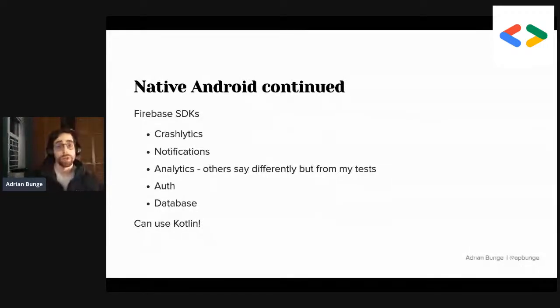Auth doesn't work at all, which is quite sad. Again, if you're using the Firebase Android native SDKs, database, I saw that it worked once, but if you need Firebase Auth to get the data out of database onto your app, then obviously it doesn't work. So that sucks. But we can use Kotlin, so that's a plus.